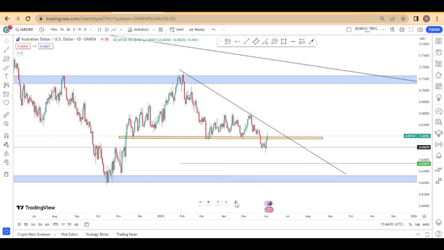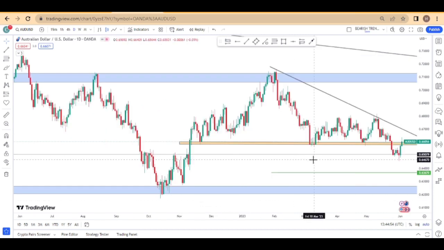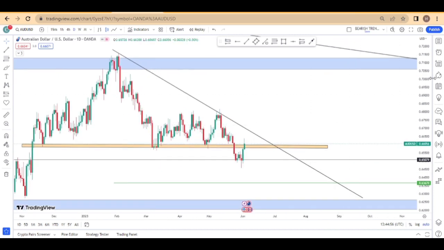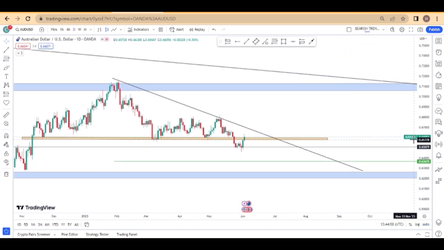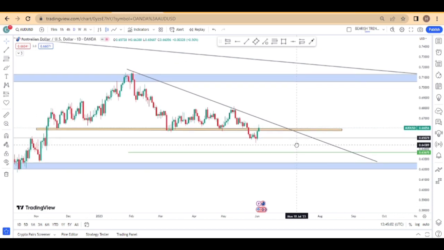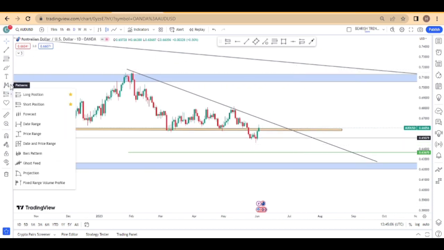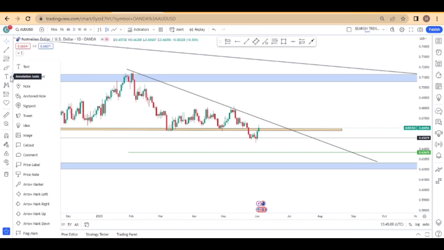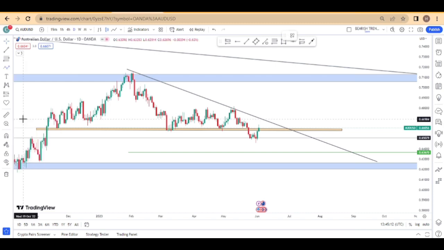So what we'll be looking out for next week on the Aussie dollar is this. We're waiting for the price. I'm only interested in sells in this market. This is what I'll be looking at on the Aussie dollar.